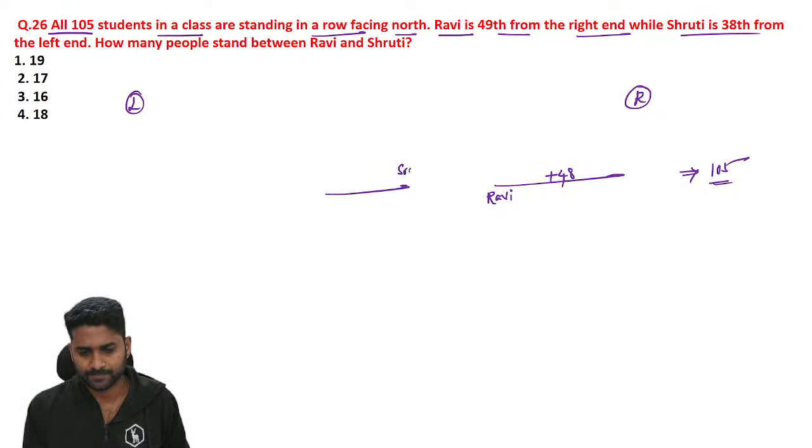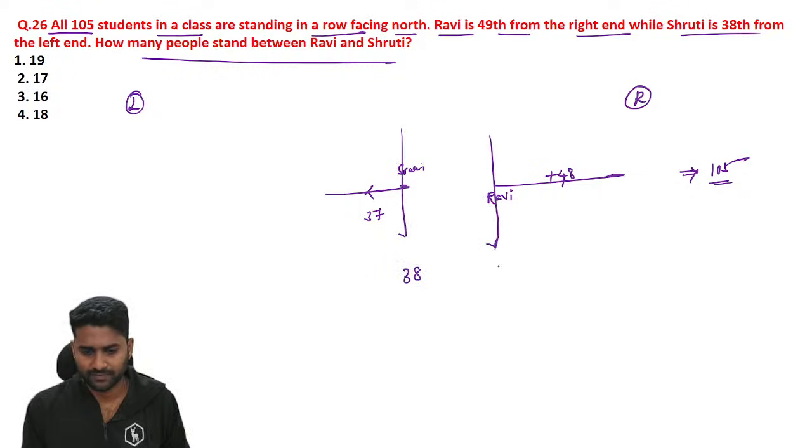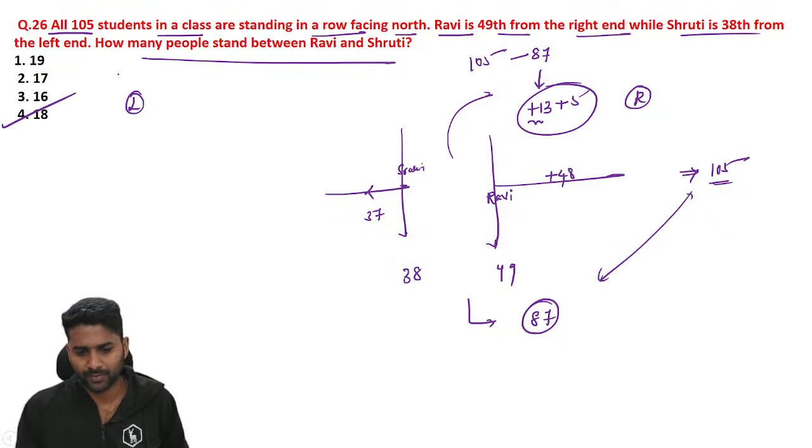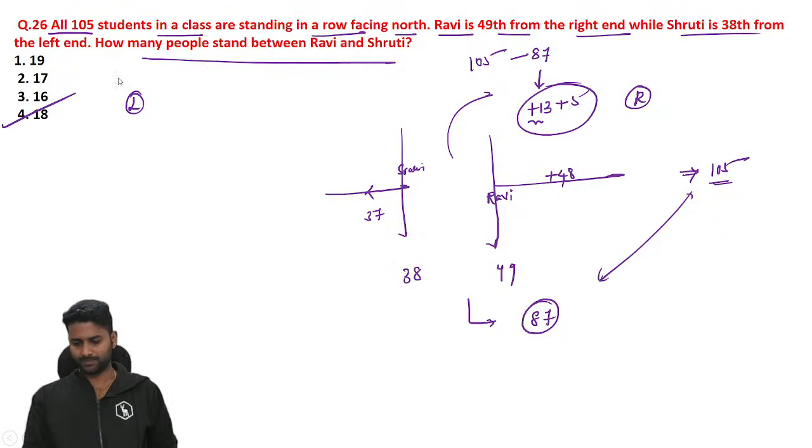Shruti is 38th, so 37 people are there. Then how many people are between Ravi and Shruti? From here the total count is 38, here the total count is 49, and the sum is equal to 87. So how much is the difference, that is, the people in between? 105 minus 87. So plus 13 people, then the value becomes 100. Again we need 5 more people. So the total number of people between Ravi and Shruti is 18.